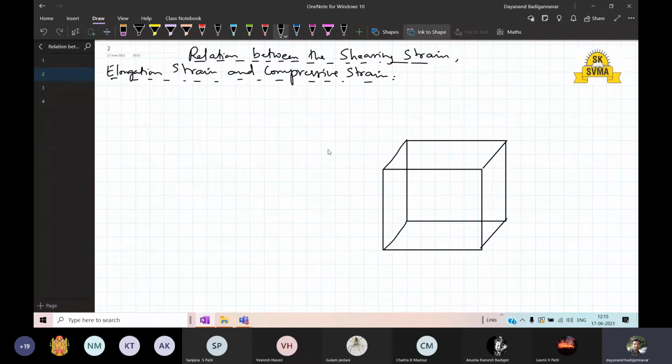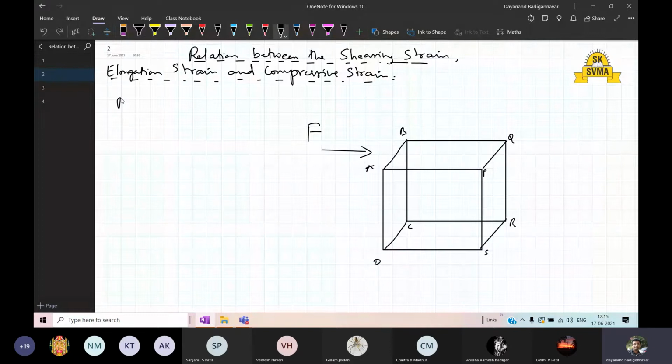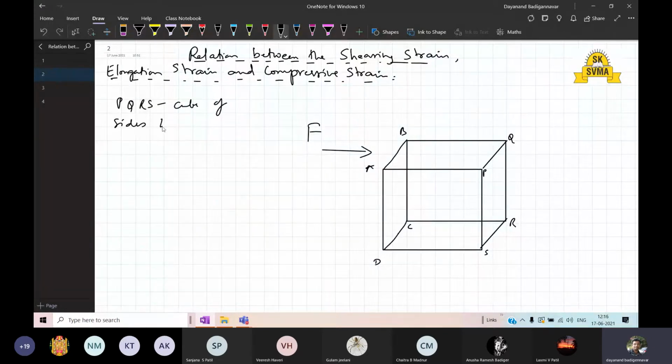For this cube, I have applied a force. This is the direction of the force that I have applied. This is the tangential force. Once I apply a tangential force, this face is called ABCD, and this is PQRS. So PQRS is a cube of side L. That means all the sides are of the same length: length, breadth, and thickness are all the same. This is the length of the cube, L.